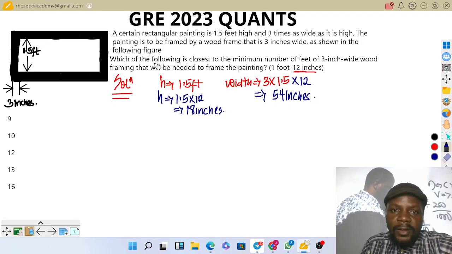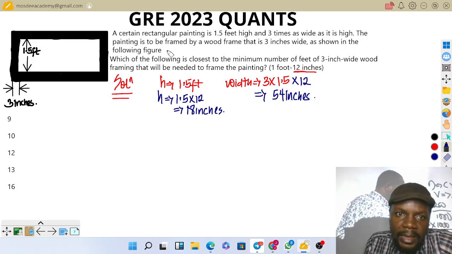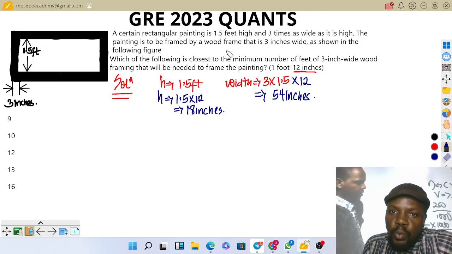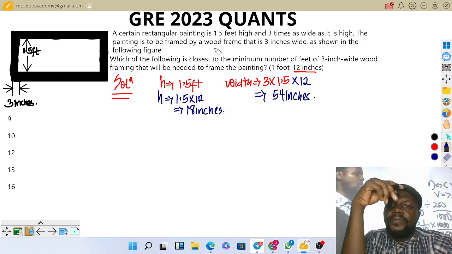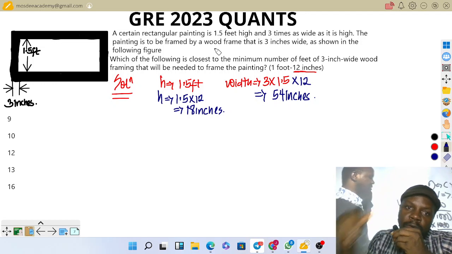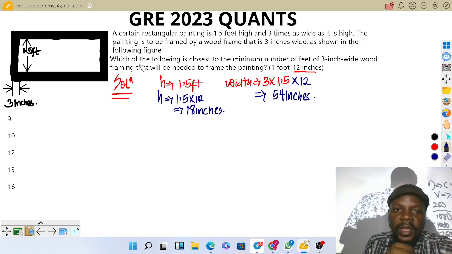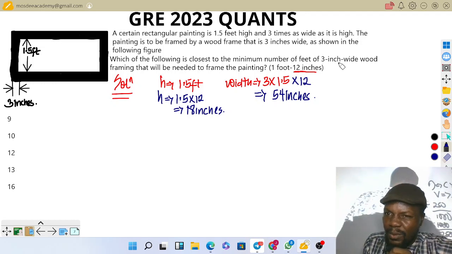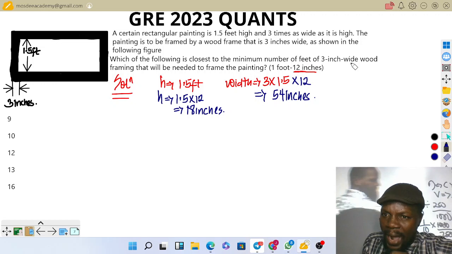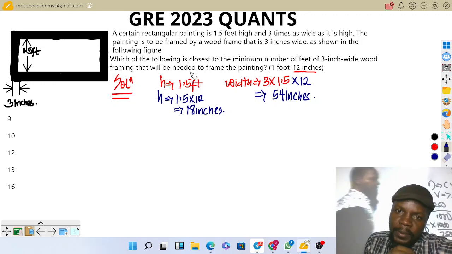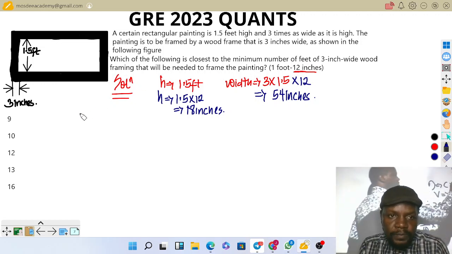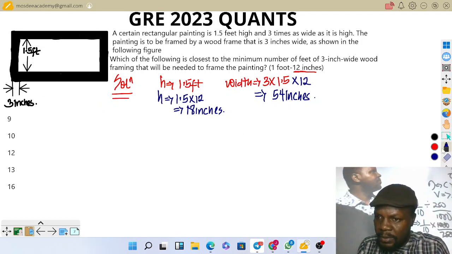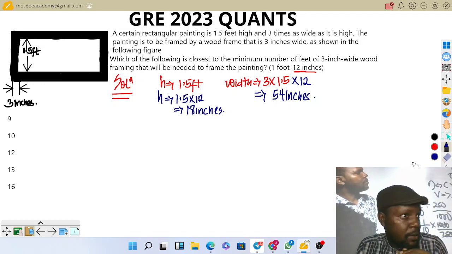The last line says the painting is to be framed. You want to frame this painting with a wood frame that is 3 inches wide. So if this is 3 inches wide, as shown in the figure here, which of the following is closest to the minimum number of 3-inch-wide wood framing that will be needed to frame the painting? So that means we need to get the area of this and the area of this, which I believe we have talked about in some of our videos online before.